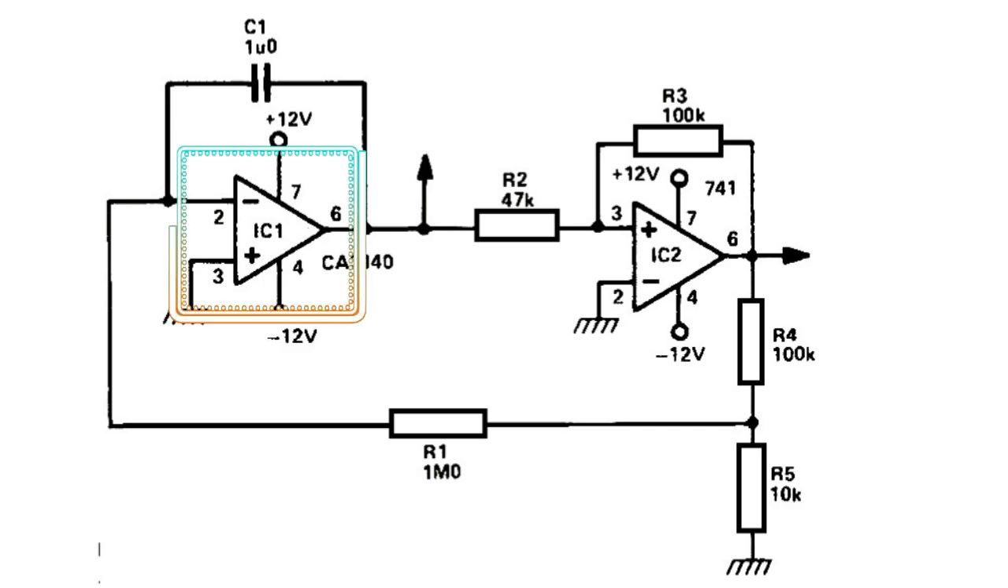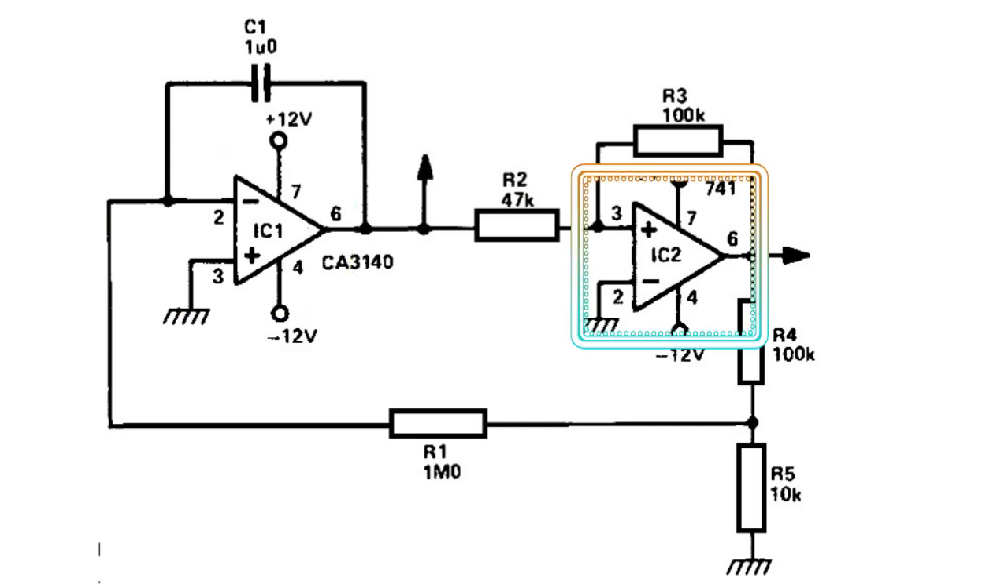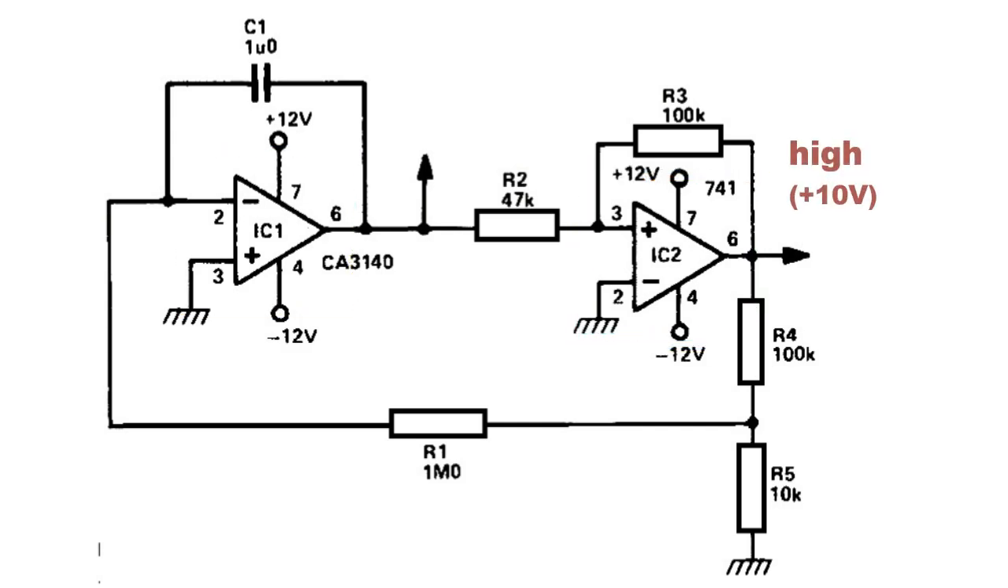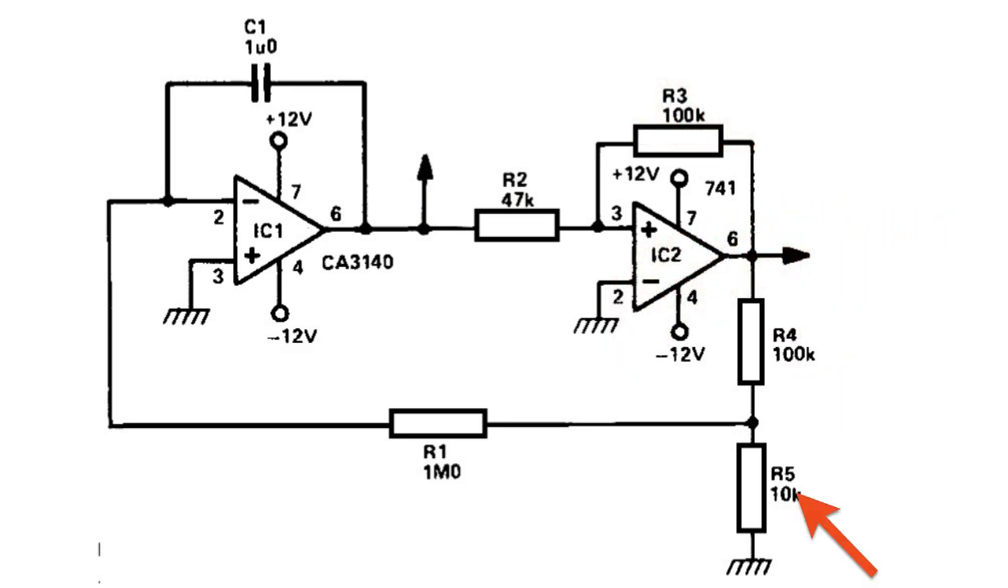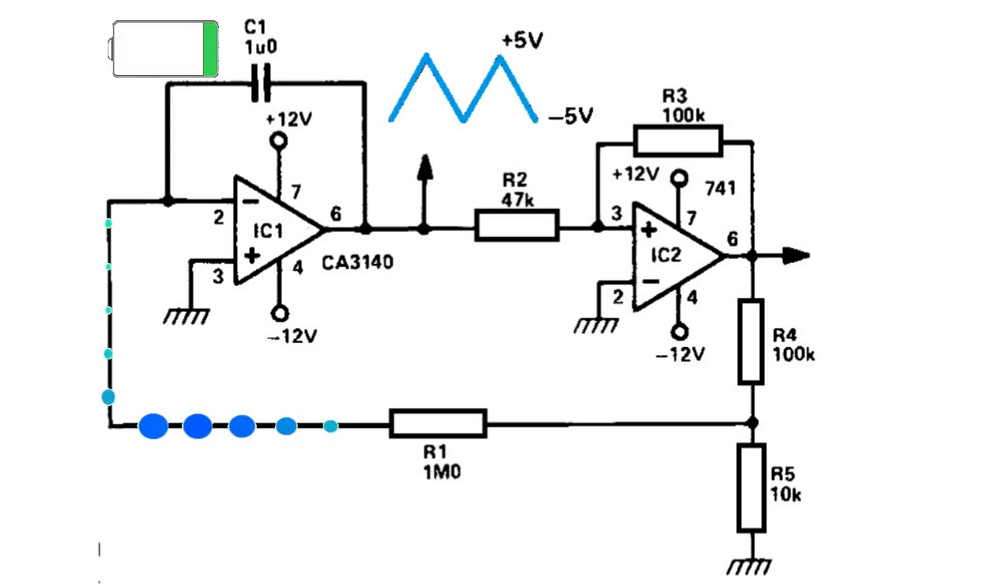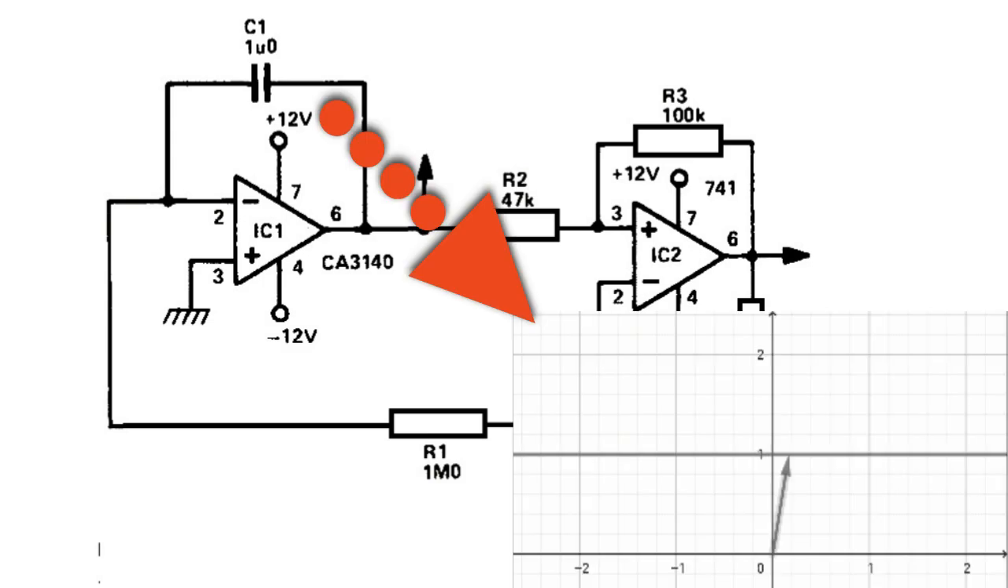An integrator, IC1, and a Schmitt trigger, IC2, are shown in the circuit. Assume that the Schmitt's output is high, plus 10 volts. R4, R5 have a voltage of around plus 1 volt at their junction. This sends a 1 microampere current via R1, which enables the charging of C1. As a result, IC1's output slopes down at the speed of 1 divided by C, which in this example is 1 volt per second.